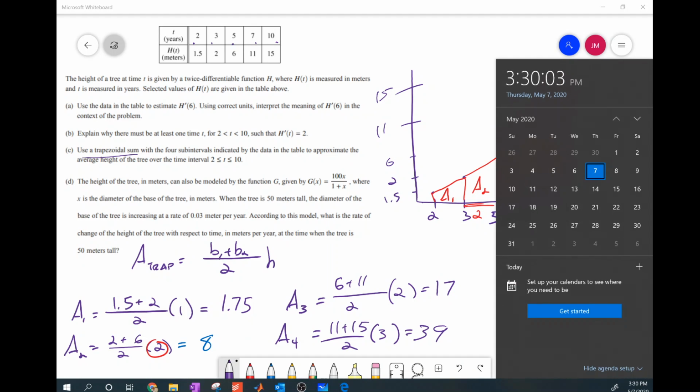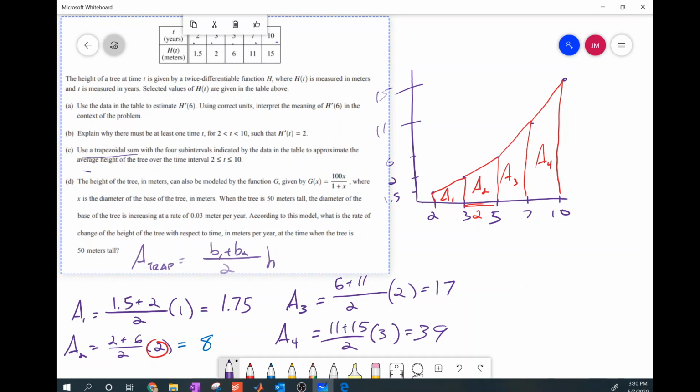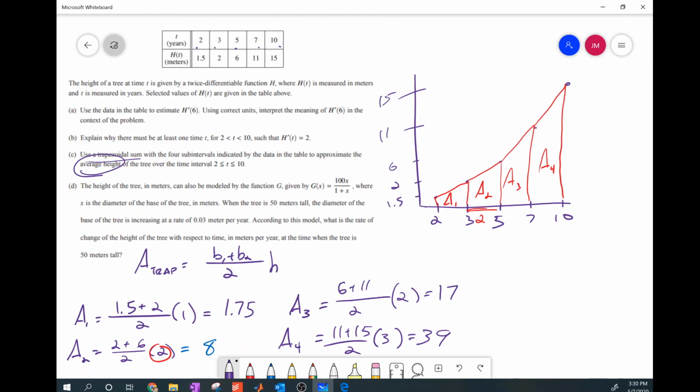Now here's an important thing you have to realize: what they're asking you. They're asking for the average height. So that means we're going to add them all up: 1.75 plus 8 plus 17 plus 39. Because they're asking for the average, we're going to use this entire span. So 10 minus 2, or as you can see, it's 8.